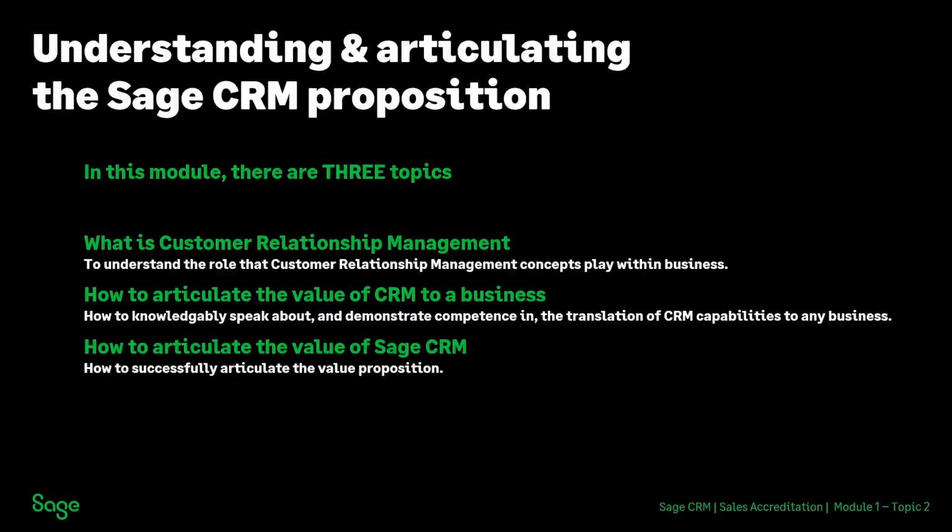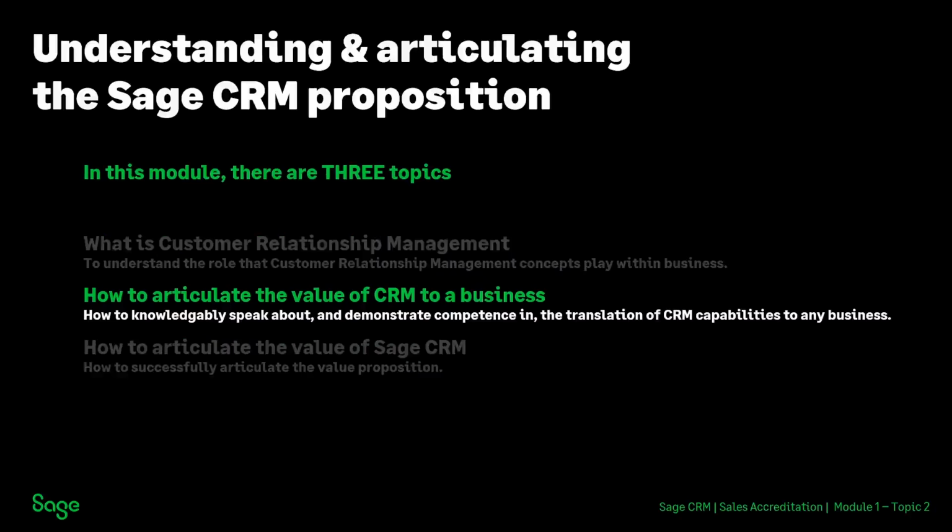Once you have completed each topic, and thus the module, you will understand the role that customer relationship management concepts play within a business, how to knowledgeably speak about and demonstrate competence in the translation of CRM capabilities to any business, and how to successfully articulate the Sage CRM value proposition. This topic contains information specifically on how to articulate the value of CRM to a business. Once you've completed this topic, you should move on to the further topics in order to complete the module.